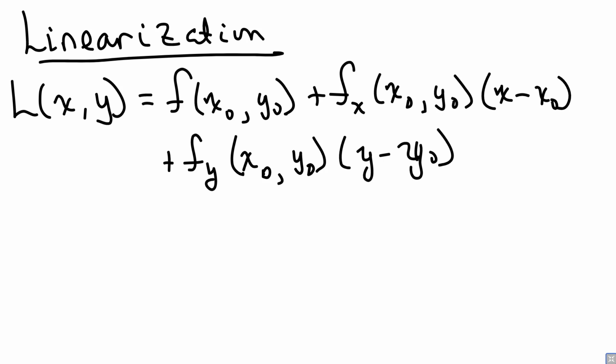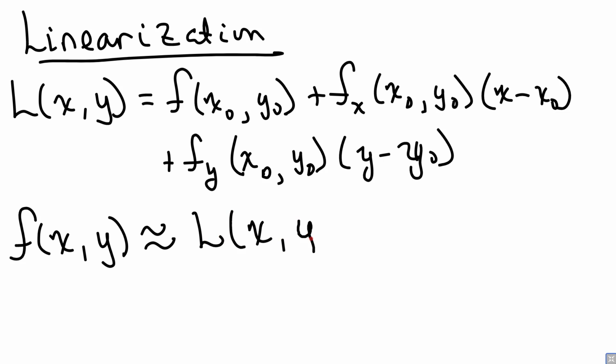So again, it's just a way of doing approximations. All right. Now, basically, what happens here is that if the point's close enough to where the tangent touches the curve, then we can say that the value of f of x, y is going to be approximately what the value of the linearization at x, y would be.